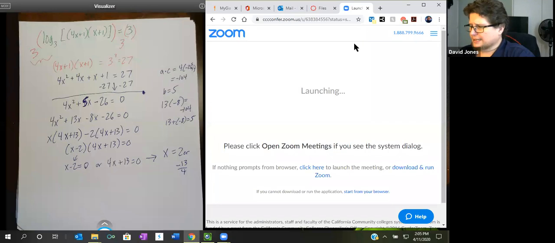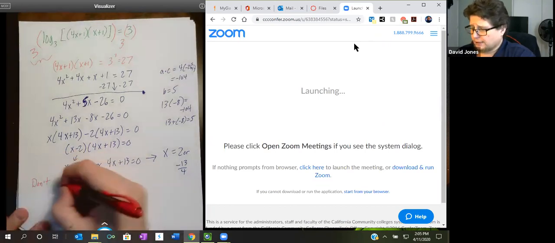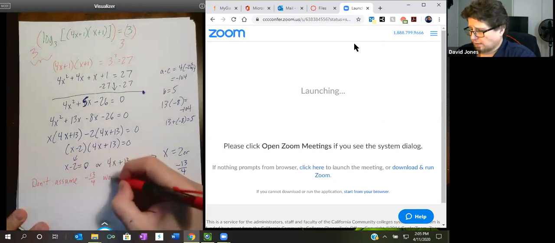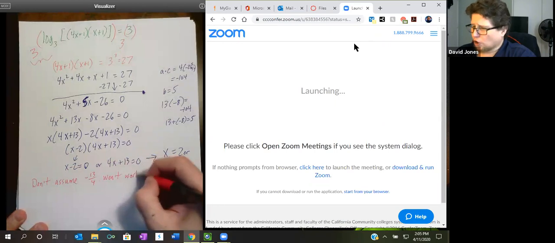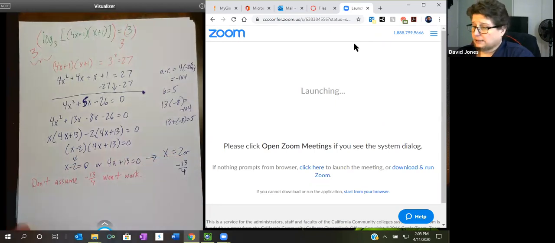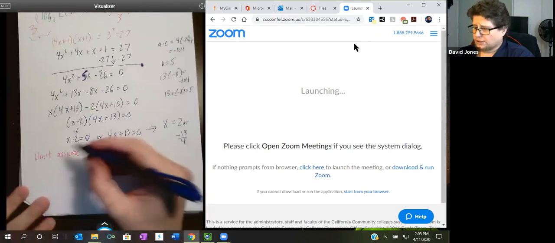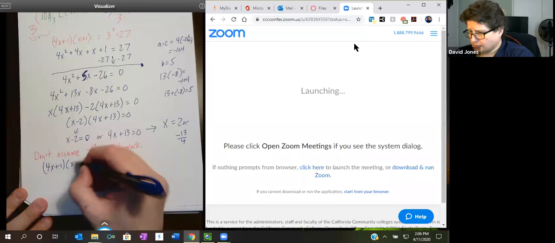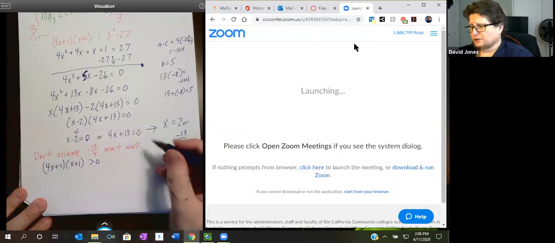Don't assume that since it's negative, it doesn't work. Check them. Don't assume negative 13 over 4 won't work. I said the argument can't be negative. Let's just check the argument for now. Let's see if it's positive. Is that greater than 0?